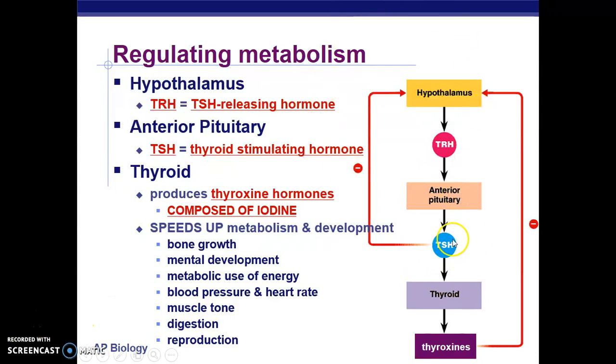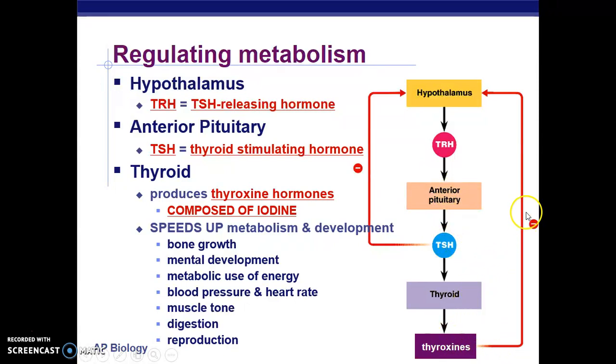Now, if you look at this image here, you'll see these red arrows. These red arrows are very important. This is another example of negative feedback. These red arrows, or negative feedback, prevent too much thyroxine from being produced. When too much thyroxine or too much TSH is produced and it gets to a certain level in the blood, it feeds back and inhibits the hypothalamus from producing any more TRH, which then inhibits the anterior pituitary from producing any TSH, so the thyroid doesn't produce any thyroxine.